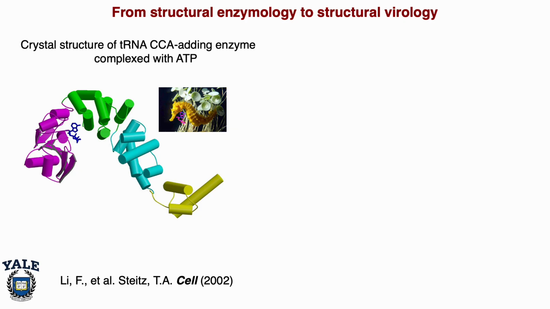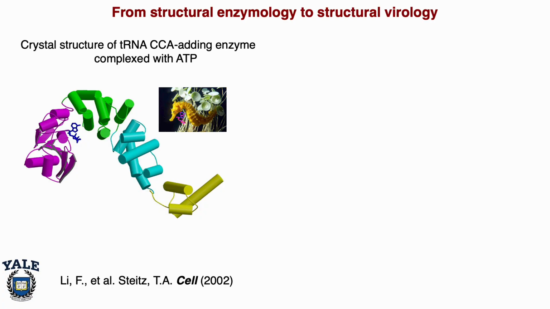In my PhD study at Yale, I worked with Nobel laureate Dr. Tom Steitz. There, I determined the first crystal structure of the tRNA-CCA adding enzyme. This enzyme is unusual. It adds the CCA sequence to the 3' end of tRNA molecules without using a nucleic acid template. My study showed that the protein itself serves as a template for adding the CCA sequence.